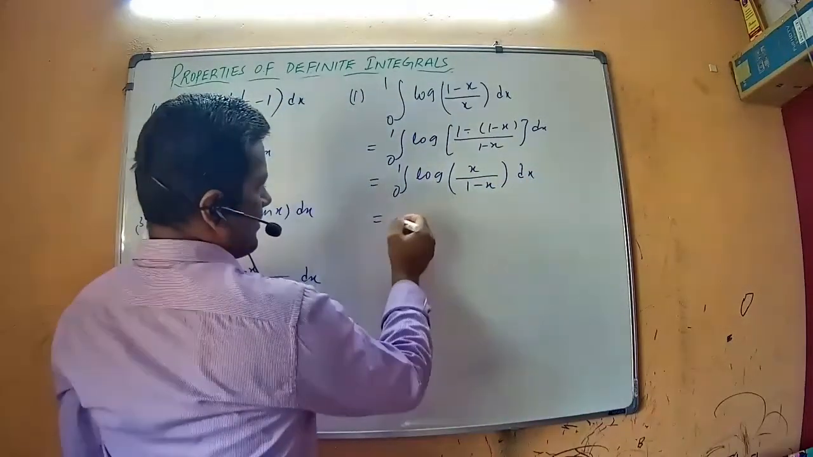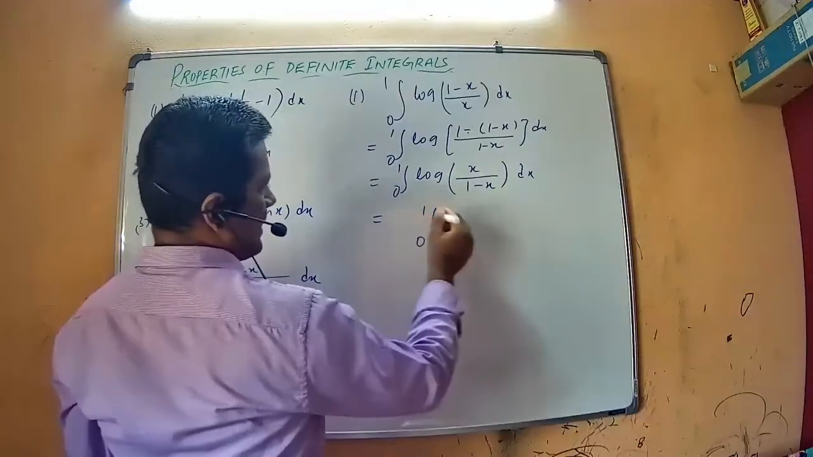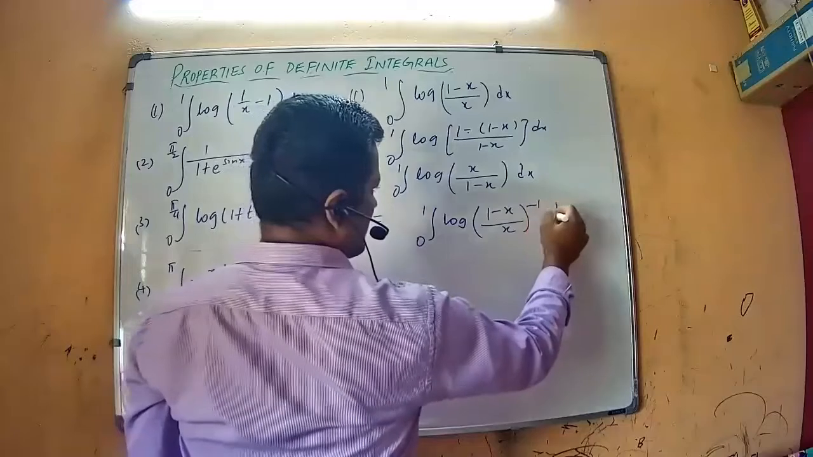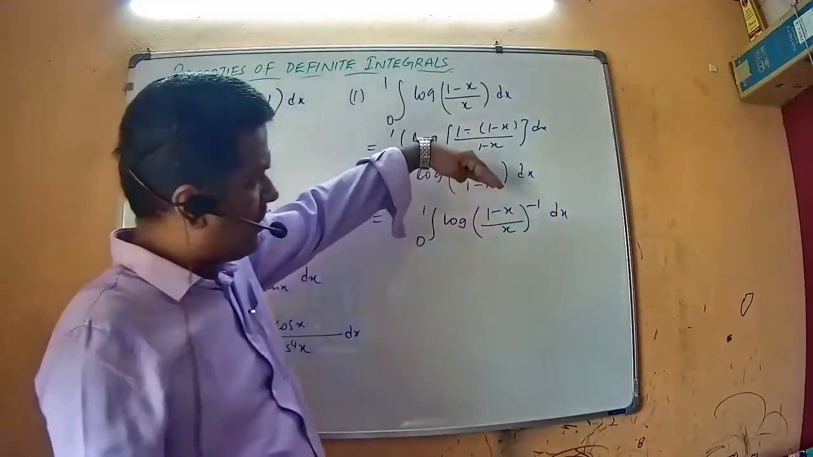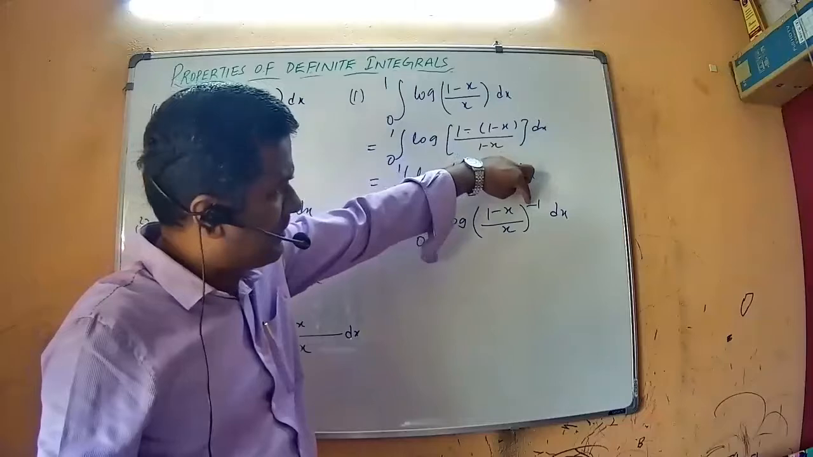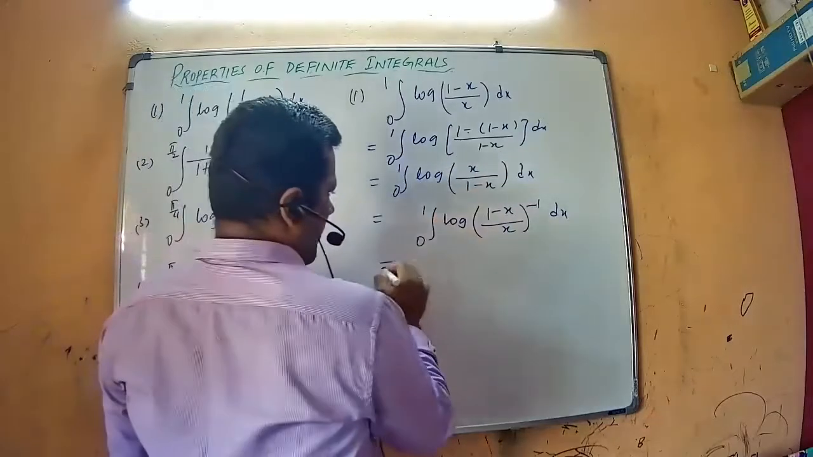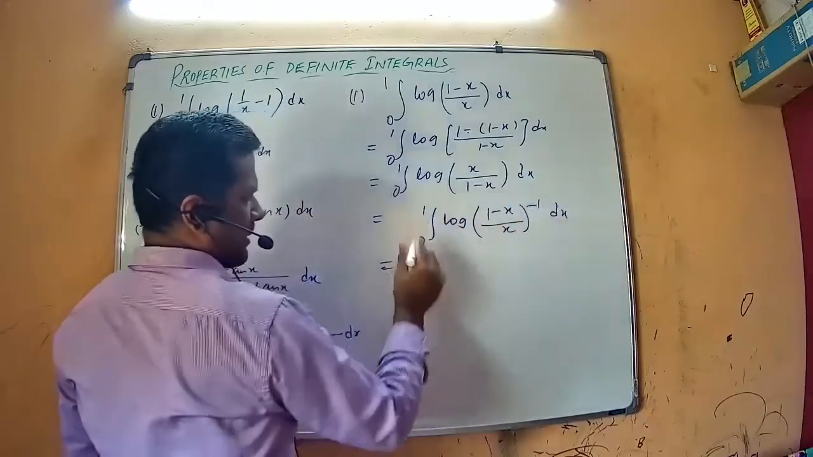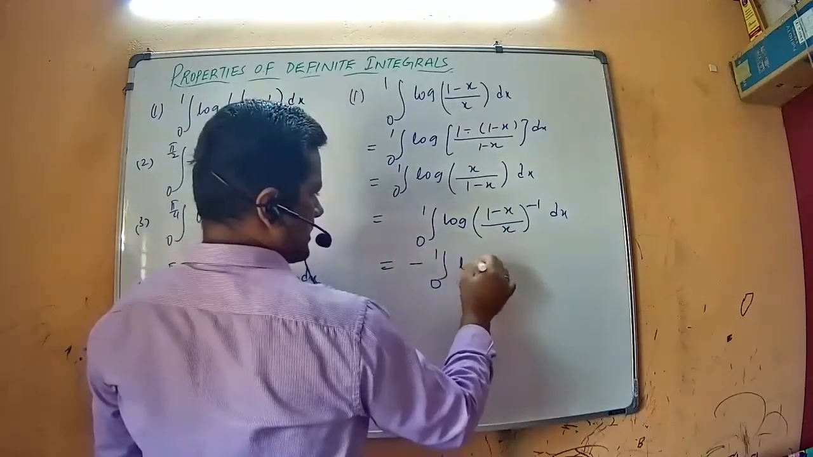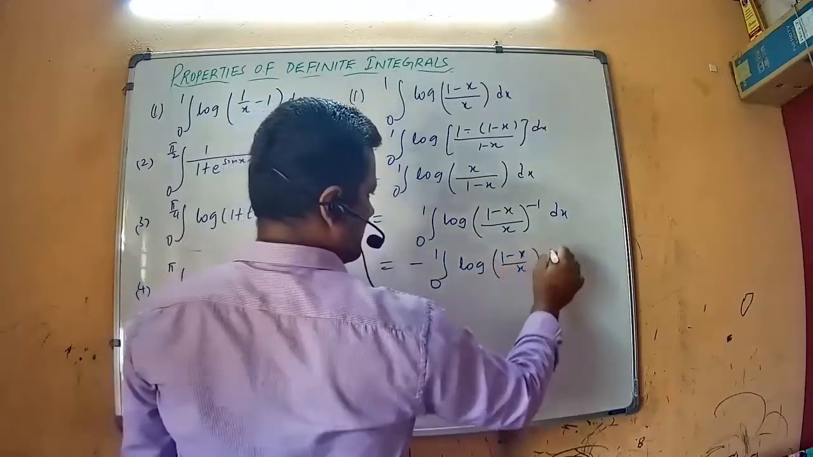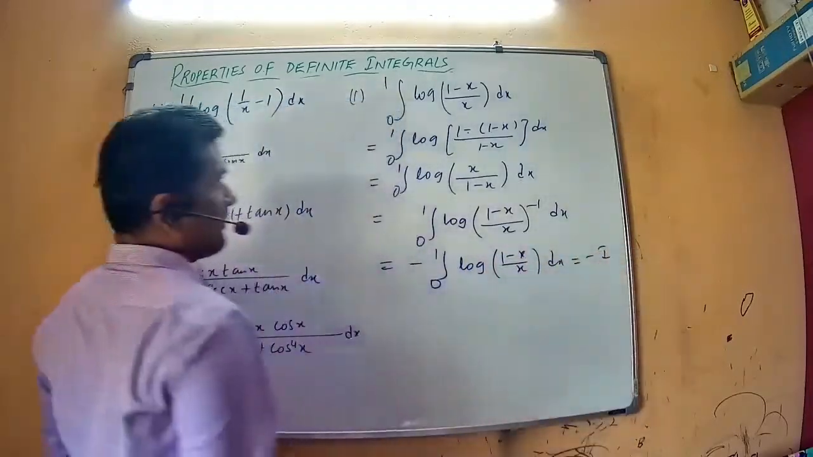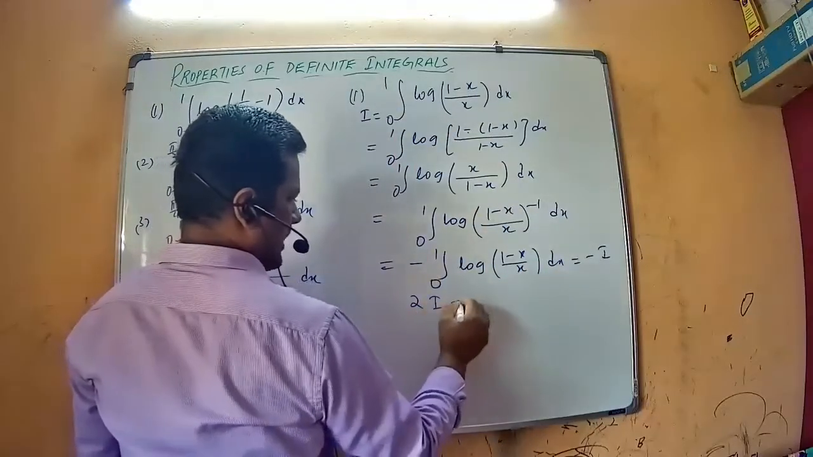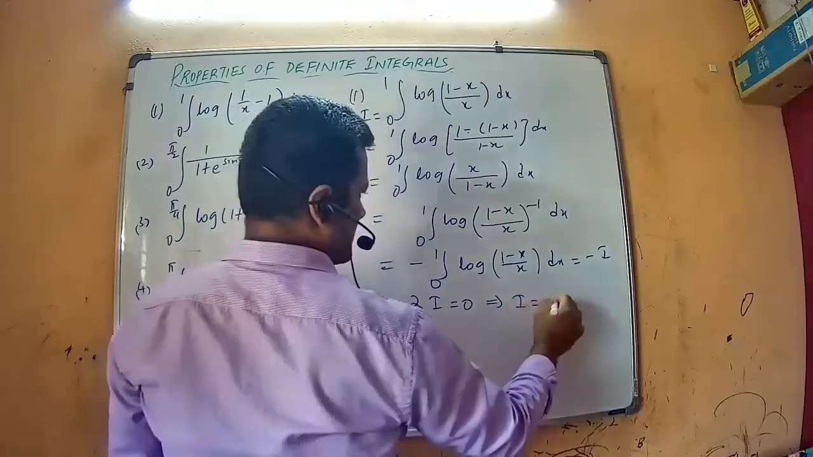Can I write this as minus of the integral from 0 to 1? In fact, this can be written as ((1 minus x) by x) whole power minus 1. When we reverse, the power minus 1 will come. In logarithms we have a property that the minus 1 will come to the front. So this is minus of the integral of log of (1 minus x) by x, which is minus I. If this is I, this is minus I. So transposing, 2I is equal to 0. The value of the integral is 0.